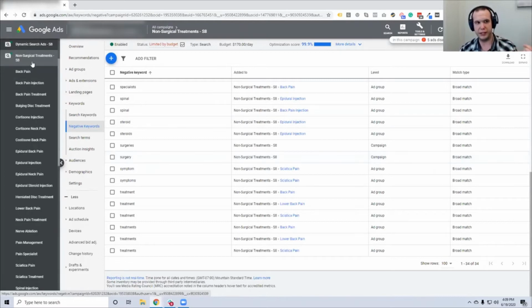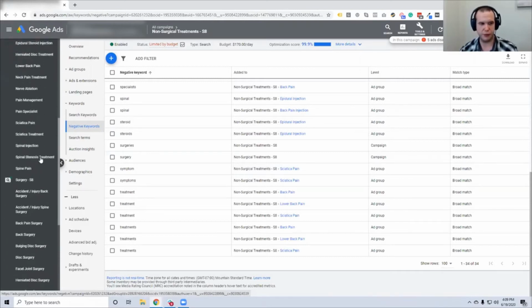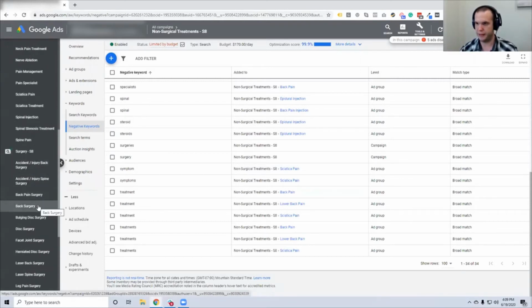If you look at non-surgical treatments up on the screen, you'll see surgery is a negative keyword in non-surgical treatment. That way, if anybody is looking for back pain surgery, I'm not going to want to have them see the back pain non-surgical ad. I'm going to have them look for the back surgery ad. So it's a way for you to, and it's very, very case by case. So it's not like one size fits all.